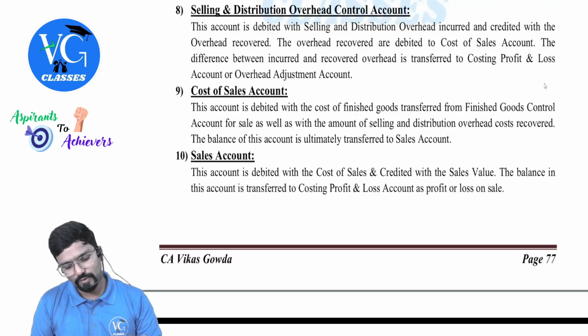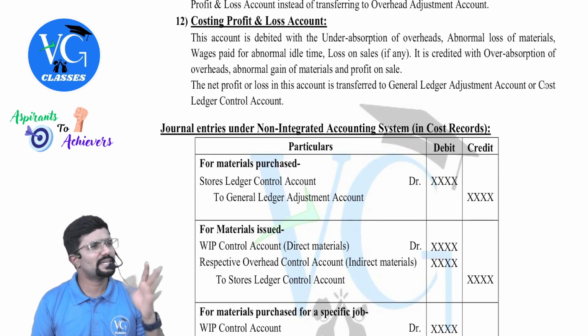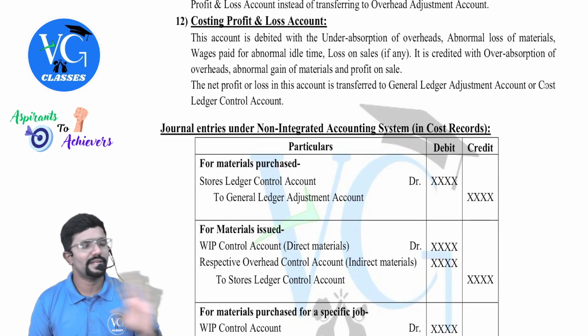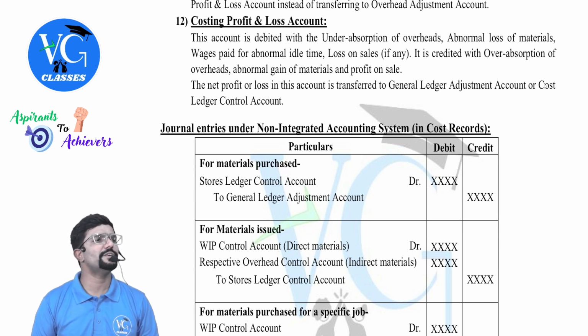Okay, sir. Overhead adjustment account, I will cover it last. That is an extra account. If you want, you can do it. If not, ignore. What do you suggest, sir? Ignore. Straight away, whenever there is under absorption or over absorption, where do you transfer it to? Costing P&L account.